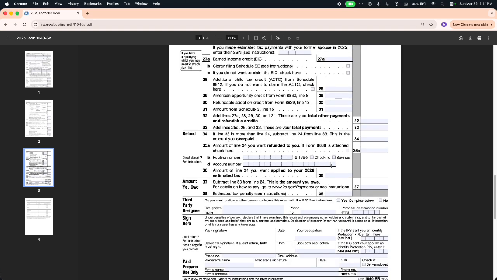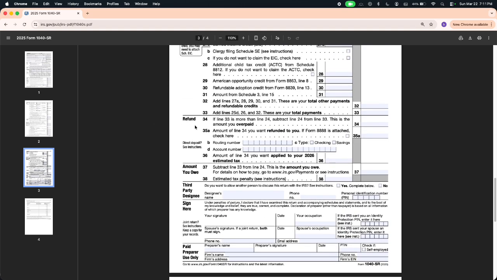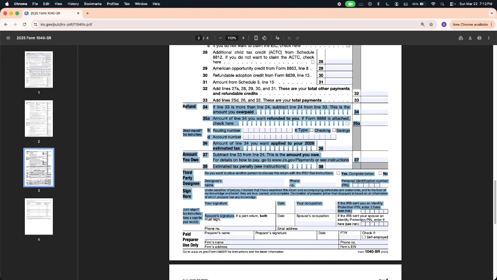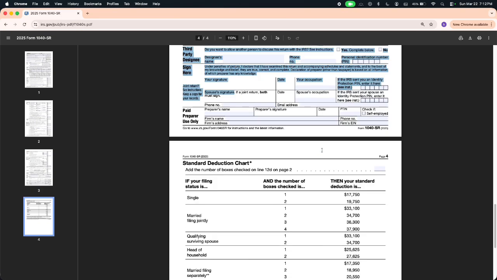And at the end of the form, finish the refund or amount owed section. If there is a refund, the filer can choose direct deposit by entering the routing number and account number. If there is a balance due, that amount is shown in the payment section. Then review everything carefully. Complete the third-party designee section only if needed, and sign and date the form. If it is a joint return, both people need to sign.